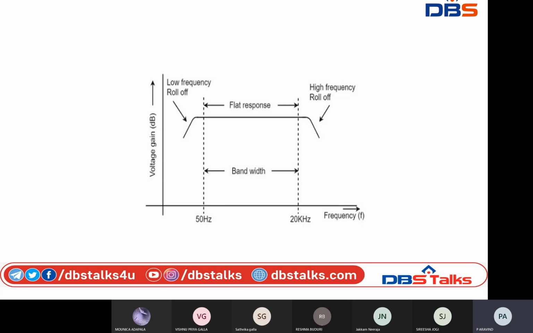The reactance of the emitter bypass capacitor Ce is also very high at low frequencies. See, at low and high frequencies we have frequency roll-offs, and in the frequency range of 50 Hz to 20 kHz there is no frequency roll-off.